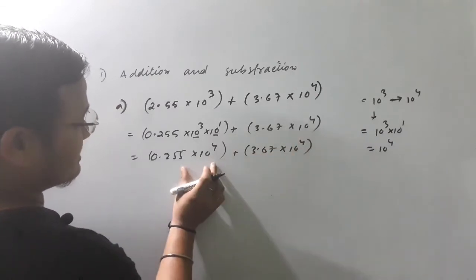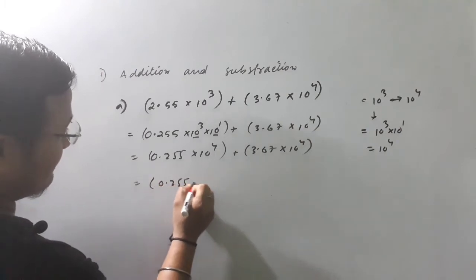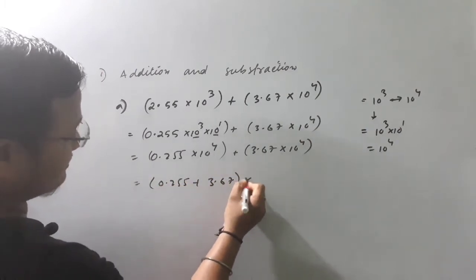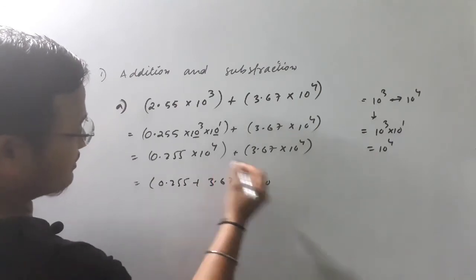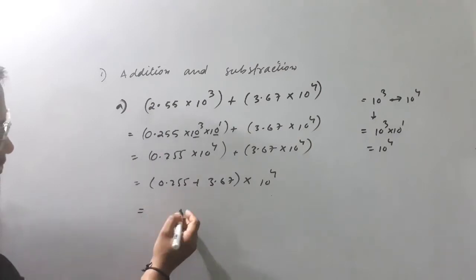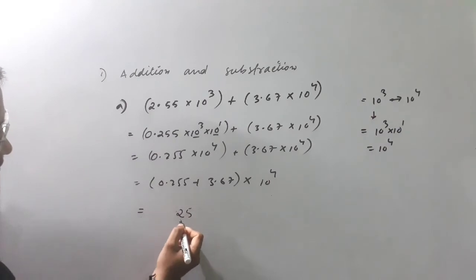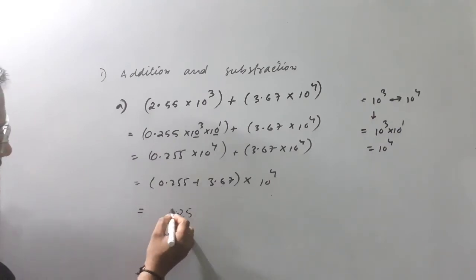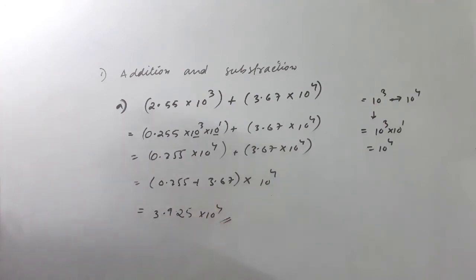Now this is what we can do. So look, we have 10 to the power 4 and 10 to the power 4, right? So what we will do is add these numbers, and this 10 to the power 4 will be taken in common here. So when you add 0.255 and 3.67, it will become 3.925 into 10 to the power 4. So this is your answer. Understood, I think, right?